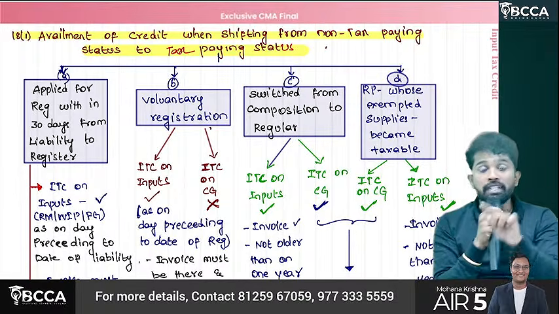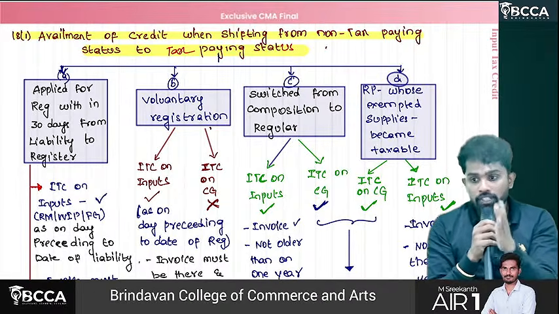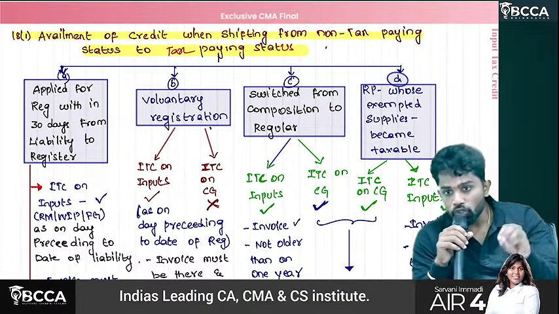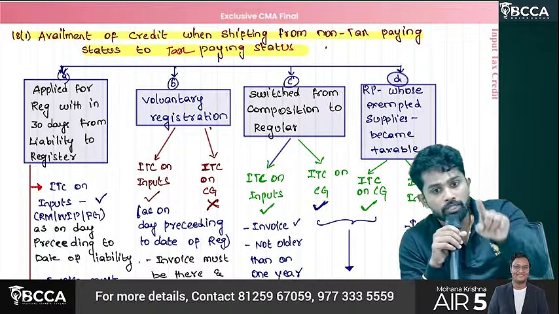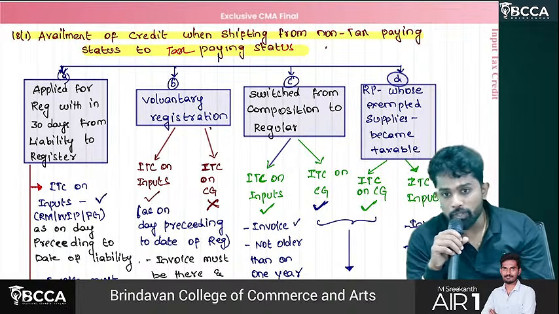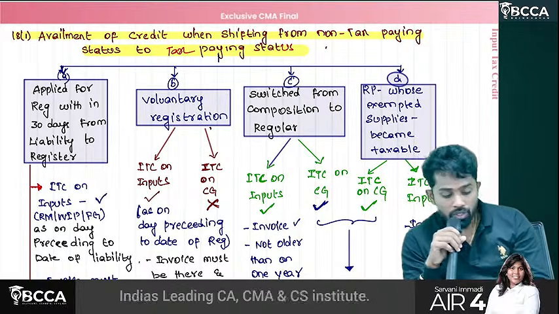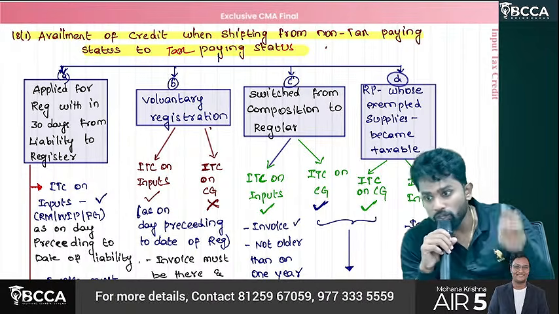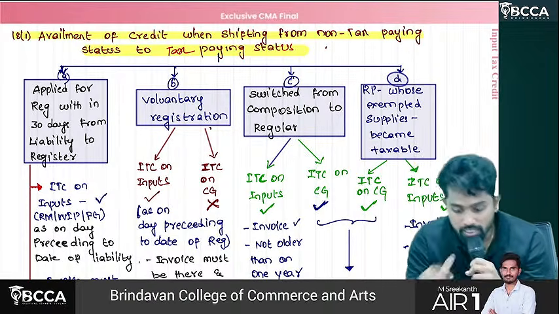On that day, the preceding day. Registration, let's say, granted on 15th December. What is the preceding day, sir? 14th December. On 14th December, you need to check the closing stock: raw material, work in progress, finished goods. With respect to them, he can avail ITC. Two conditions. Invoice must be there. Invoice shouldn't be older than 1 year.